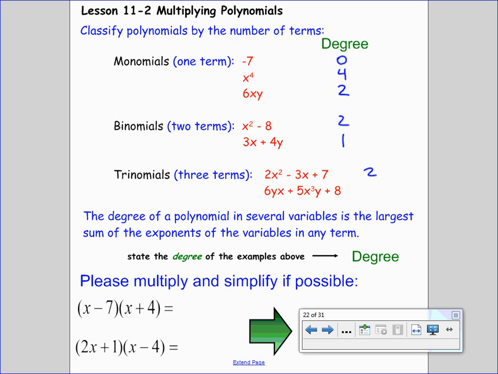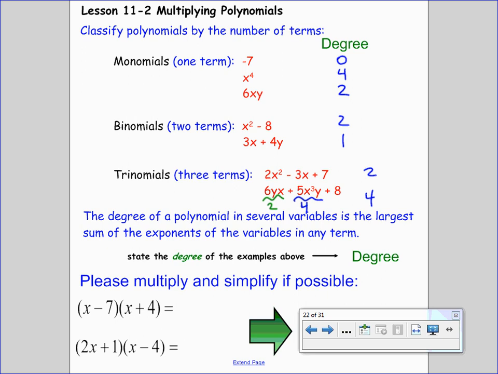In the final trinomial, I need to consider these variable terms. Y to the first, x to the first. This degree right here is degree 2. This degree right here is 3 plus 1 is 4. Which degree is bigger? The 4. Which gives us the polynomial's degree? The larger one. So 4 is the degree. Remember, the degree only comes from the highest degree term. It doesn't take into account all the terms. So the degree of a polynomial of several variables is the largest sum of the exponents of the variables in any term, and we saw that.